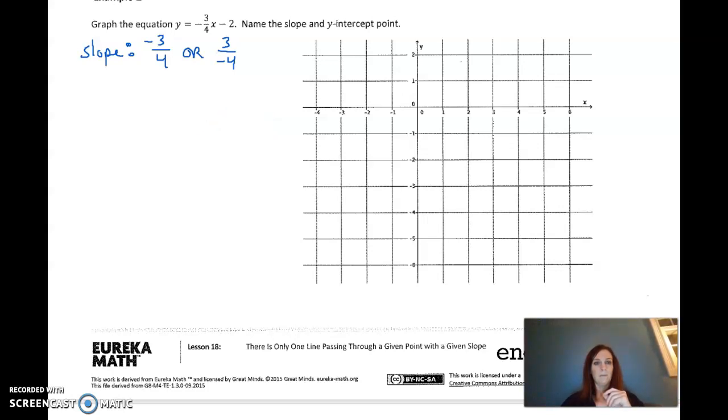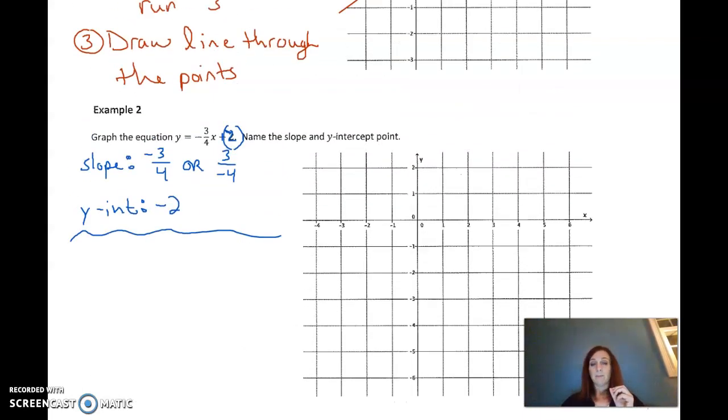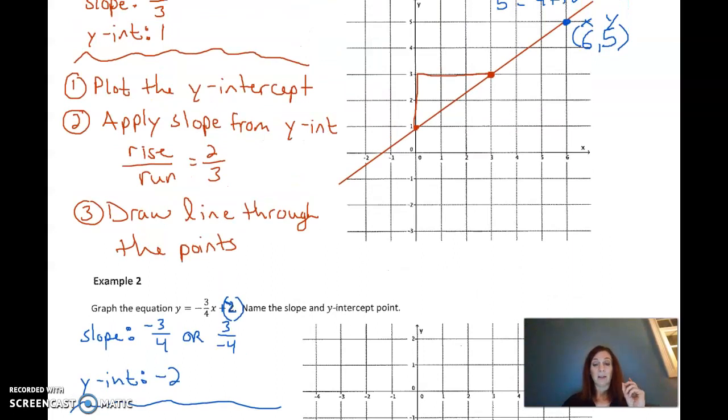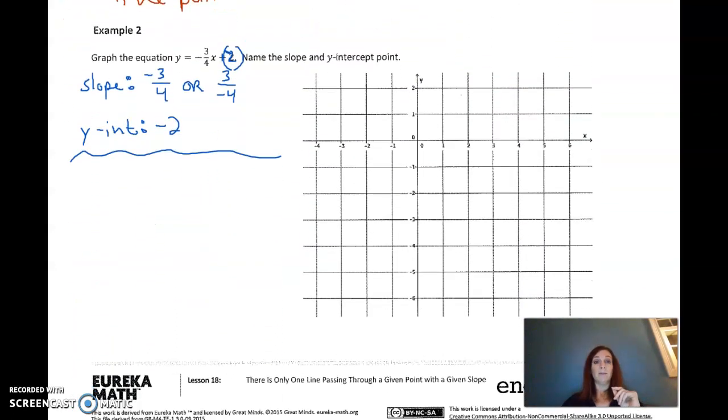And then my y-intercept is not 2. Keep change, change. It's a negative 2, and it's really important. Don't give 2 a complex. A negative 2 is a different spot than a positive 2. Oh, I guess I didn't need to draw that line. All right, so follow our steps right here. Plot the y-intercept. Apply the slope from the y-intercept. Draw a line.